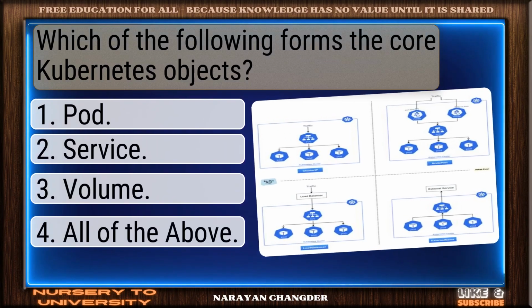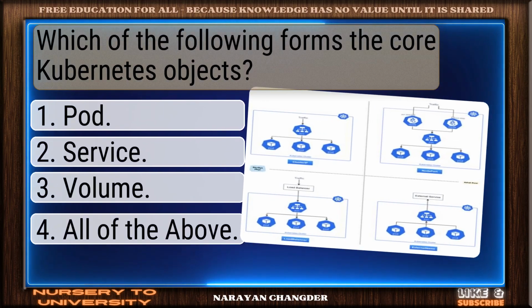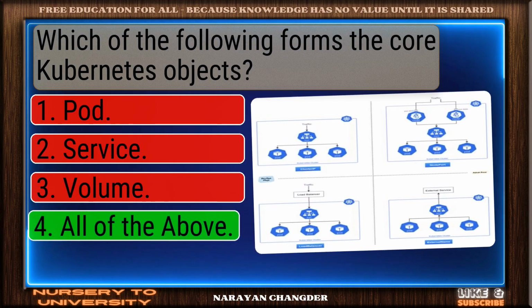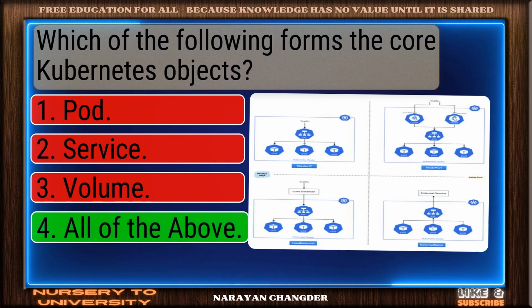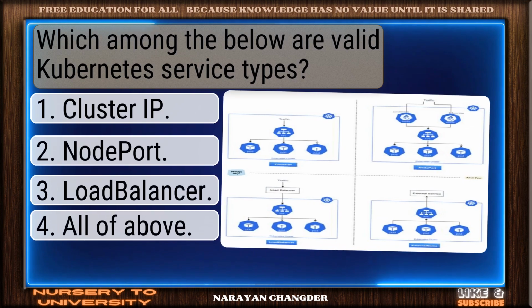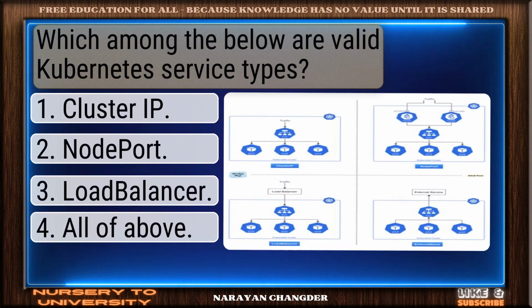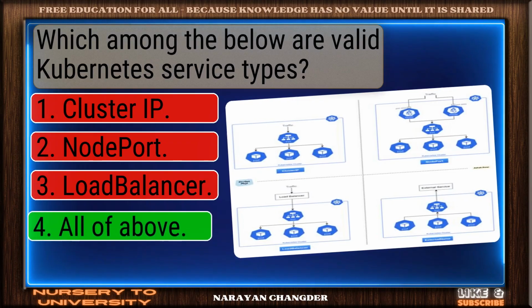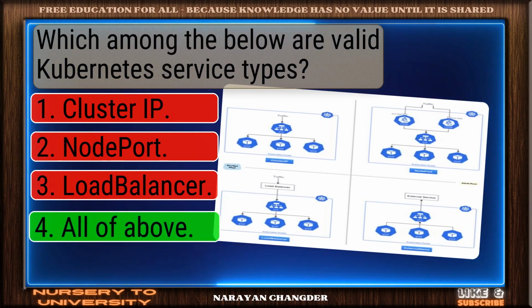Question number 21. Which of the following forms the core Kubernetes objects? Well reasoned. All of the above is the correct choice. Question number 22. Which among the below are valid Kubernetes service types? Bravo! All of above is the answer.